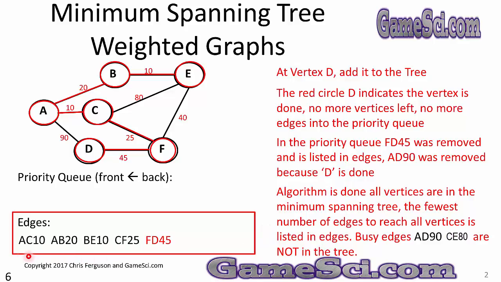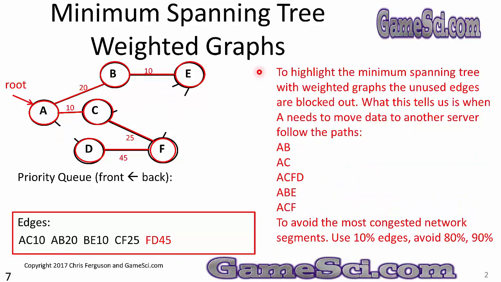Here are the edges we use to add each vertex into the tree. Notice how busy edges like AD90 are not in this list. CE80 is not in this list. We're using the edges that are cheapest. You always pick the lowest cost edge when adding a new vertex in the tree. To highlight the minimum spanning tree with weighted graphs, the unused edges are blocked out.